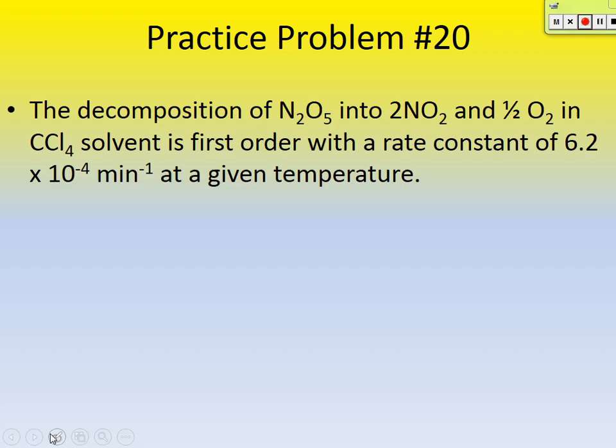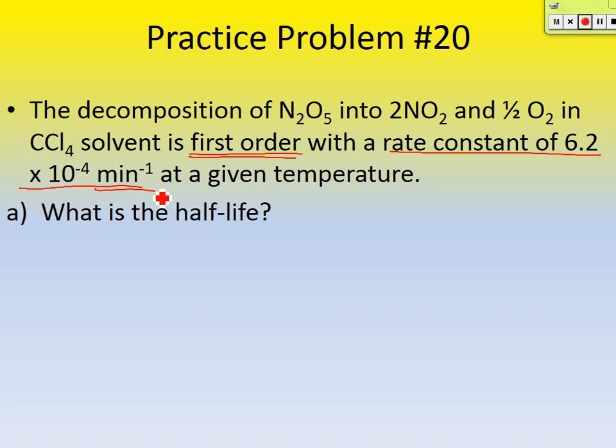Practice problem number 20 says the decomposition of dinitrogen pentoxide into nitrogen dioxide and oxygen is first order. So underline that. I'm going to go through this one with you. Underline first order. It has a rate constant of 6.2 times 10 to the minus 4 per minute. That per minute is going to be important, so I underline it. It says on part A, what is the half-life?